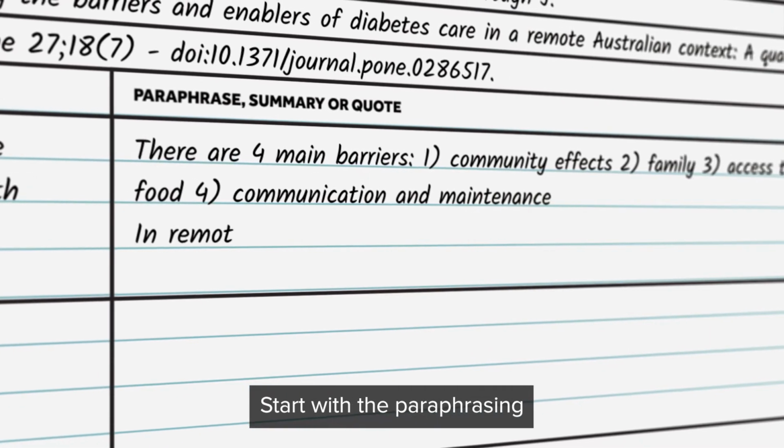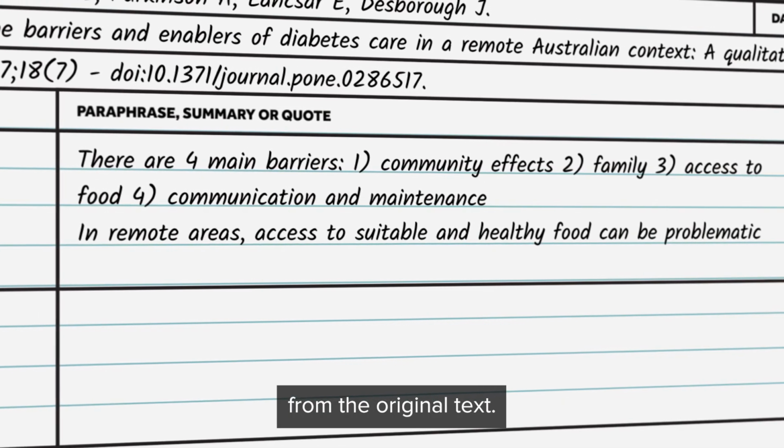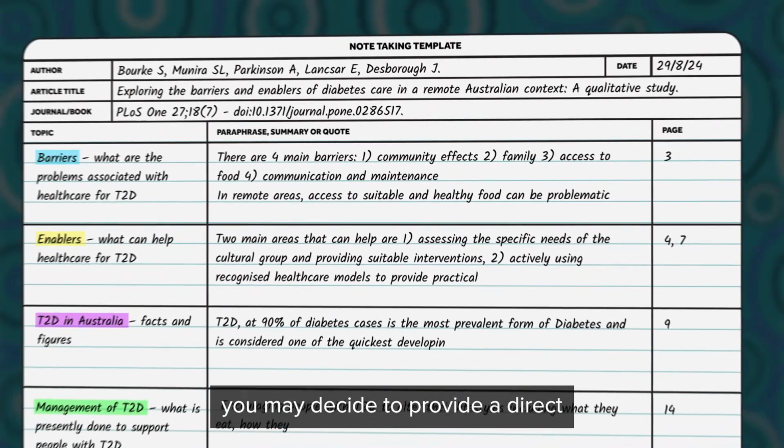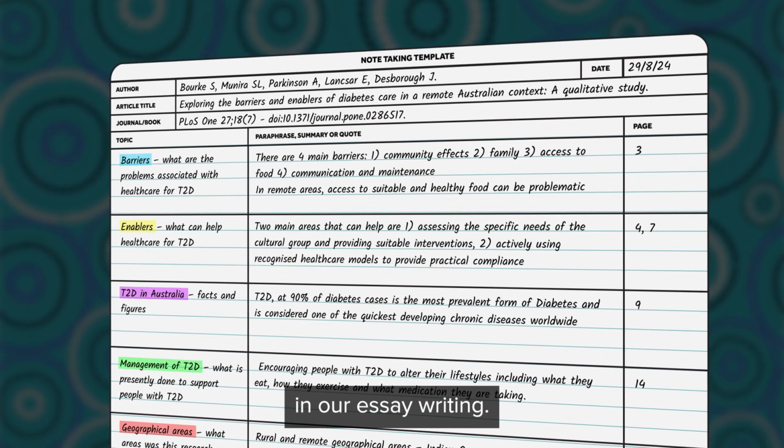Start with the paraphrasing or summarising process in the table rather than copy and paste sections from the original text. In some cases, you may decide to provide a direct quote from the article, but be careful, we don't use many quotes in our essay writing.